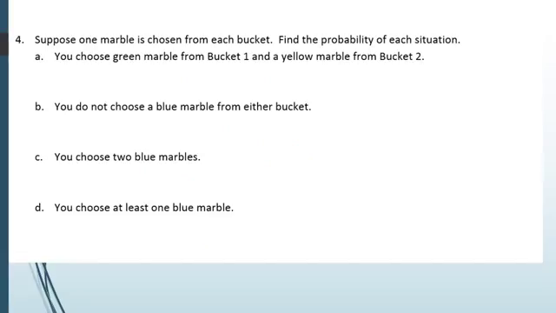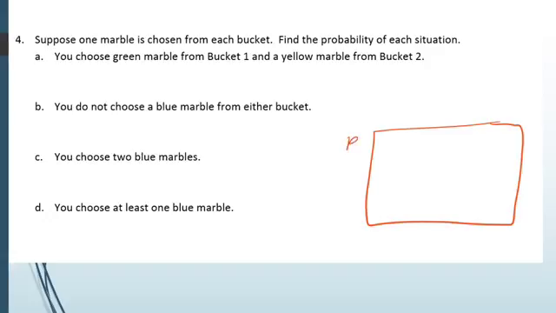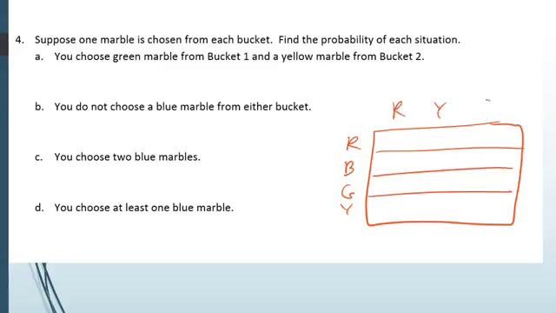Suppose one marble is chosen from each bucket. Find the probability of each situation. You choose a green marble from bucket 1 and a yellow marble from bucket 2. I'm going to go ahead and sketch my area model here again just so I've got it. So again, it was a red, a blue, a green, and a yellow, divided into 4 sections, and a red, a yellow, and a green across the top, divided into 3 sections.